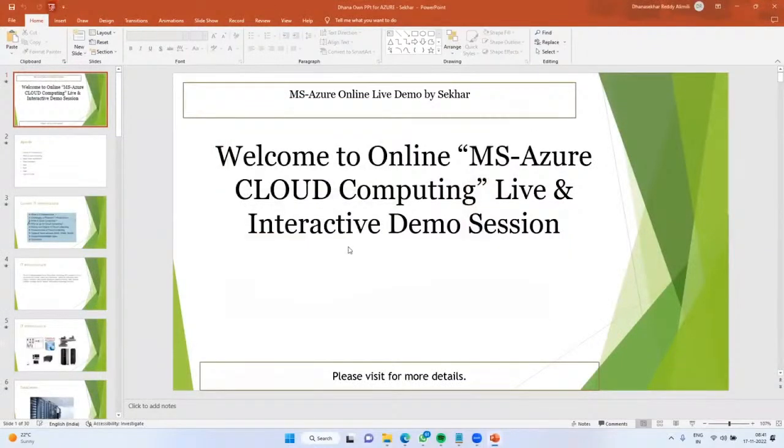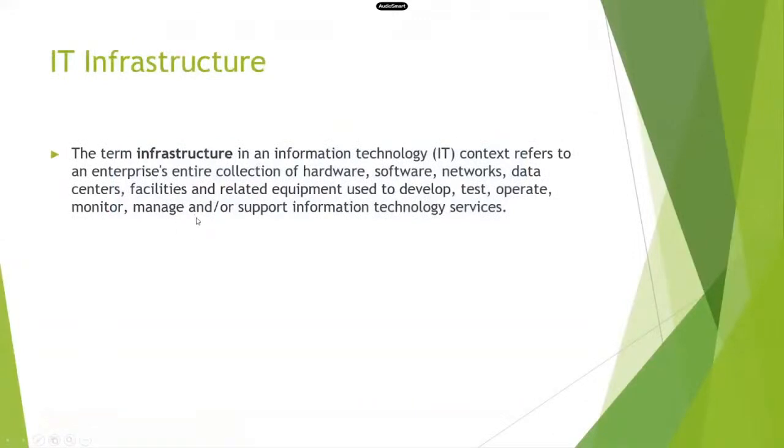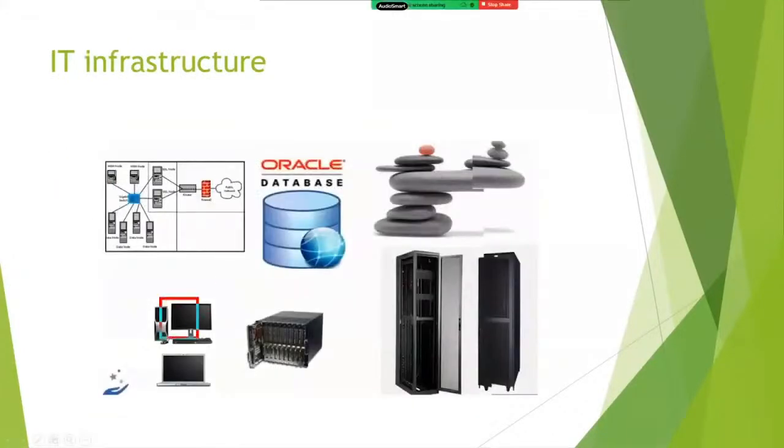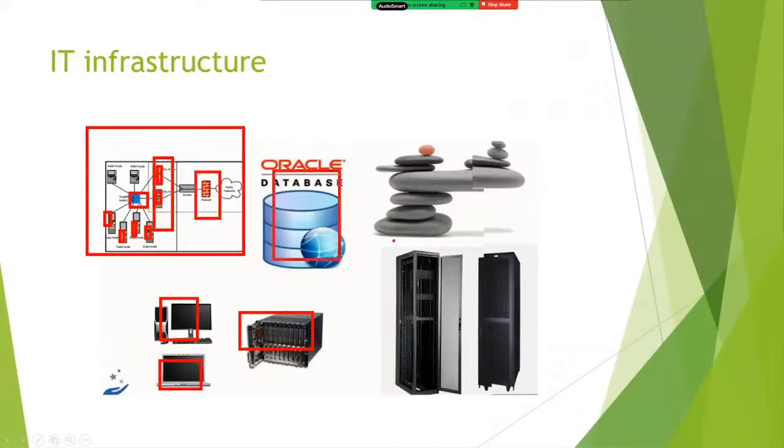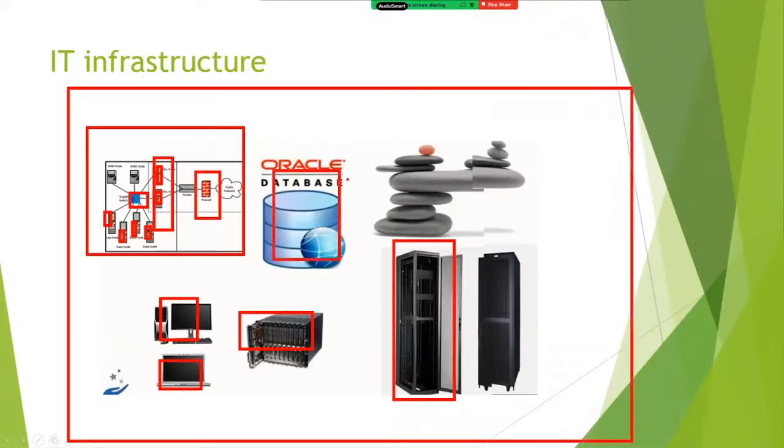Have a look, this is the IT infrastructure. We can call it all devices, and all devices are communicating to one router. These are load balancers, this is a firewall, and we have a database and a server rack. So this we call IT infrastructure. That's why I mentioned the definition: IT infrastructure is nothing but a collection of hardware, software, switches, network, and load balancer.